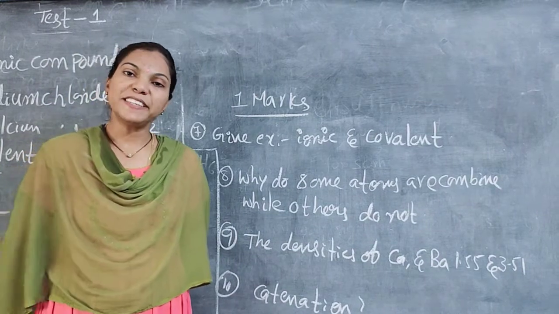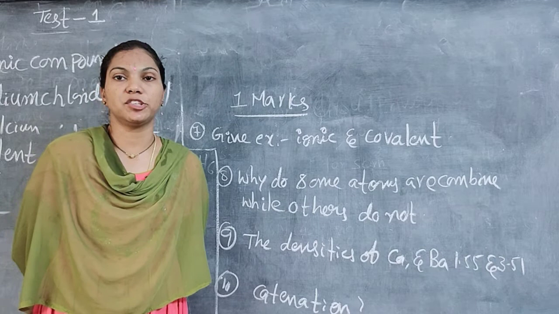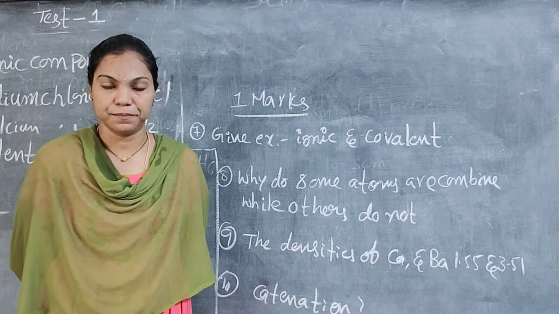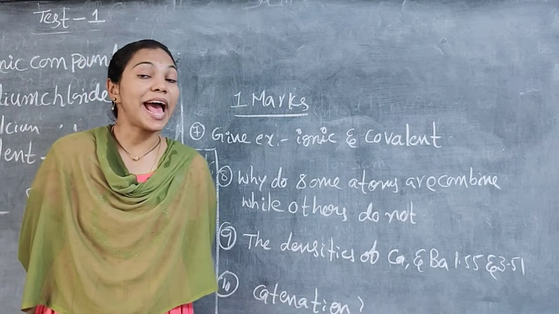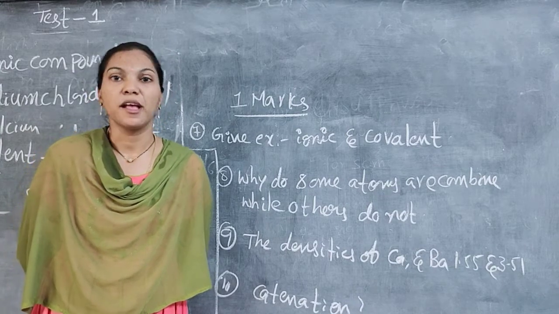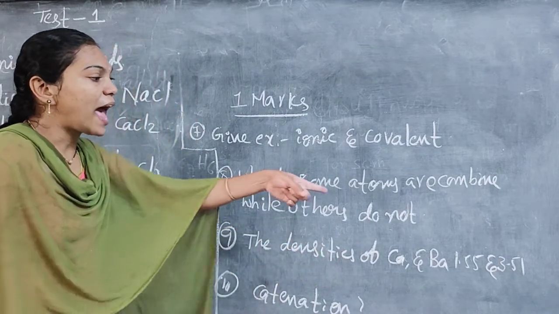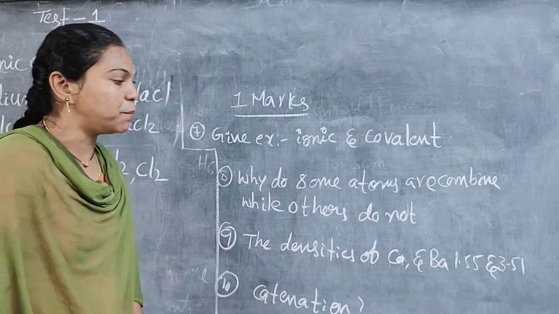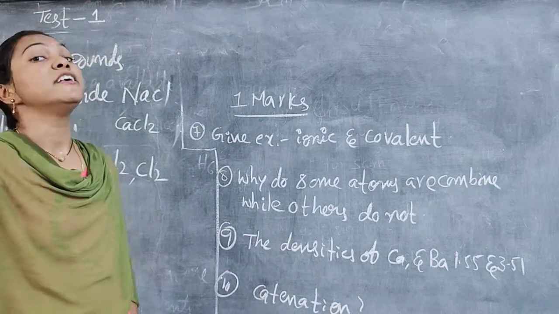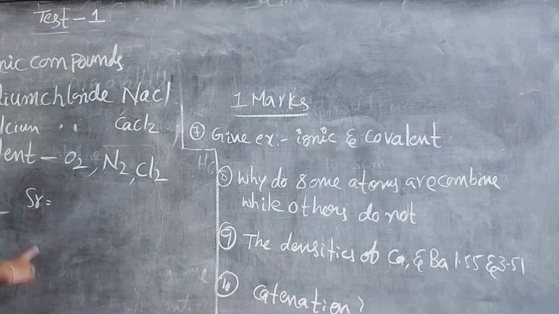The average atomic weight of the first and last elements equals the atomic weight of the middle element. The same law is applicable here also. The average of the densities of calcium and barium equals the strontium density.